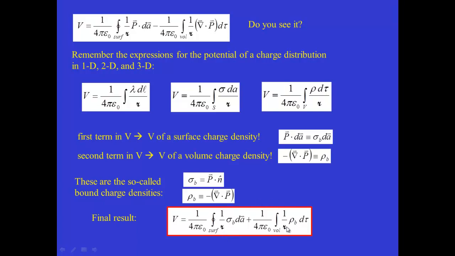And remember, bound simply means that these are not charges that we can move around by applying an electric potential. It's not that kind of charge. They only exist because the object has been polarized, and this is the effect that the polarization has on the overall charge distribution of the object, which was, of course, originally neutral.